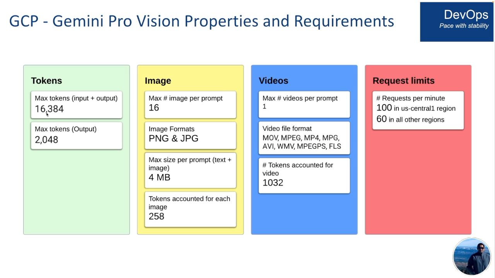So each image you provide to the Gemini model accounts for 258 tokens, which will be deducted from the total 16,384. From the video side, the maximum number of videos you can provide to the prompt is just one. The video file formats available are these, and the tokens accounted for each video that you upload is 1032. The number of requests per minute we can send to the Gemini model is 100 requests per minute in the US Central 1 region and 60 requests per minute in all other regions.